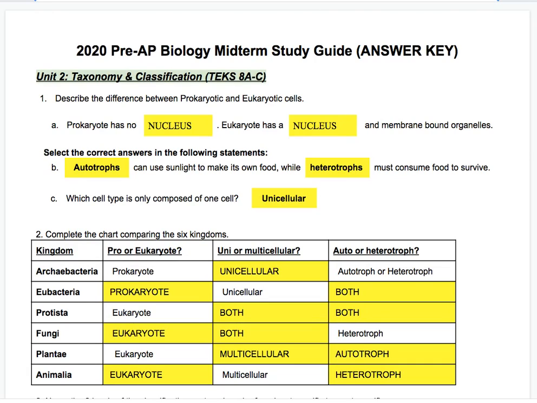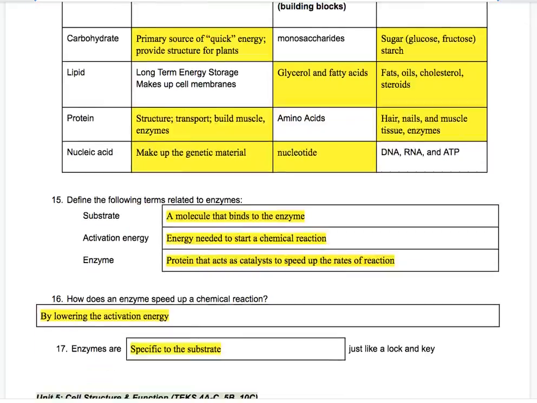Hi, it's Ms. Trevino, and I'm going over units 6, 7, and 8 of the 2020 Pre-AP Biology Midterm Study Guide. I've already gone over units 2 through 5, so again, I'll be starting with unit 6.